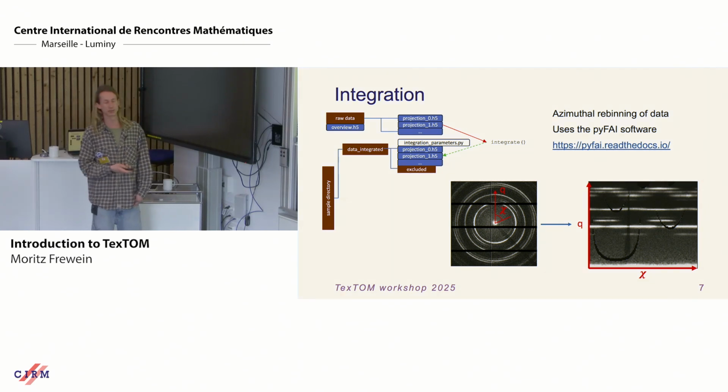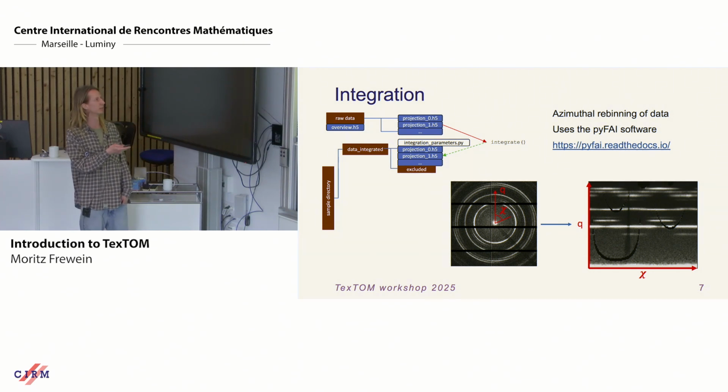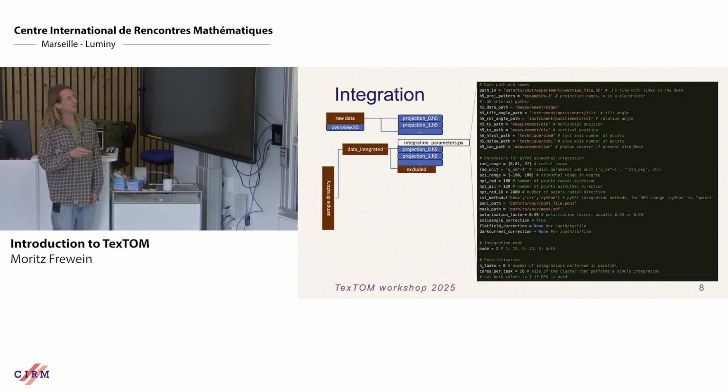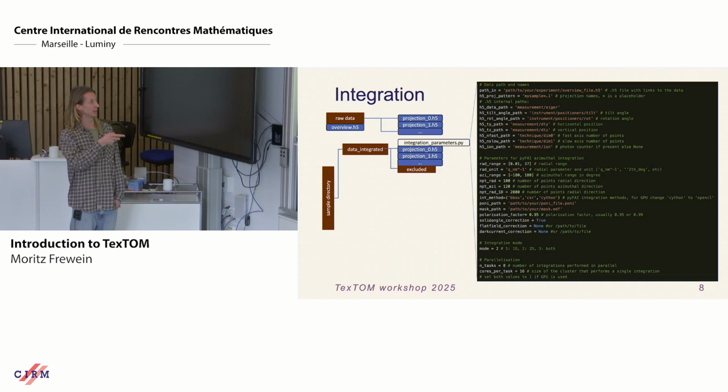But within the TexTOM software, I try to pull out the parts that are needed for our experiment. So basically what you have to do, you type integrate in your terminal, and it will open this input file. Here you have to give some file paths for the data or some metadata and so on. Then here you give parameters for the integration, which should all be covered also in the PyFAI documentation if you need some more information on how to fill this out.